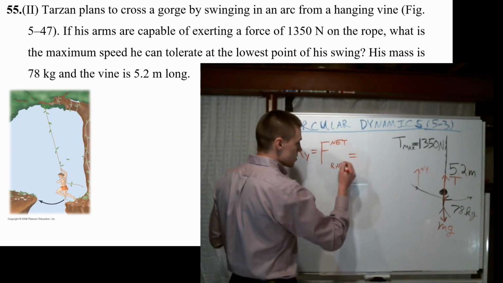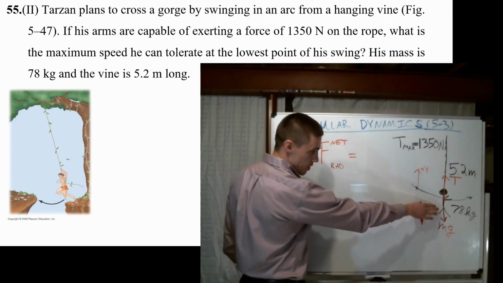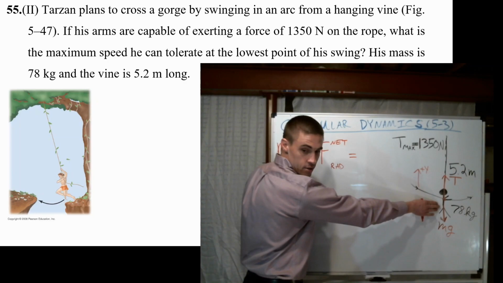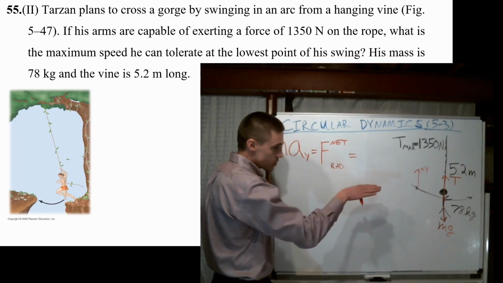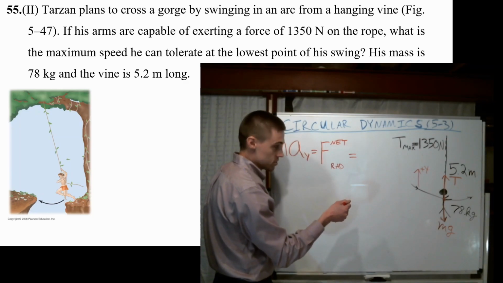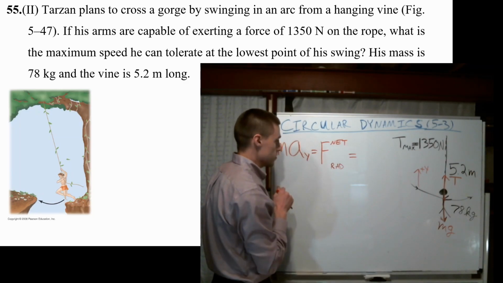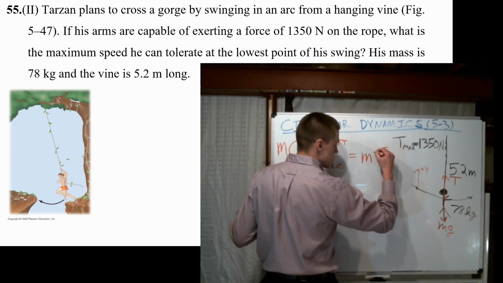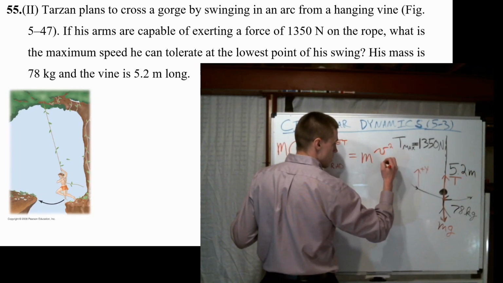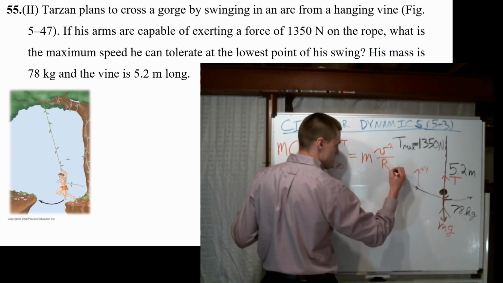Okay, now m a_y, which is F net in the radial direction, will be equal to, now not 0, right? If he was just hanging there, the acceleration in y would be 0. But he's swinging, so there is a centripetal acceleration in the y direction. So this is going to be equal to m times v squared over r.